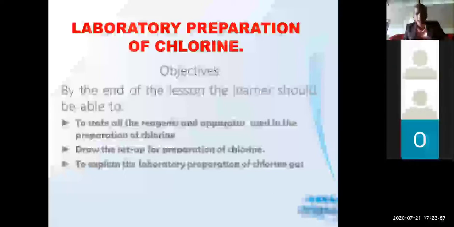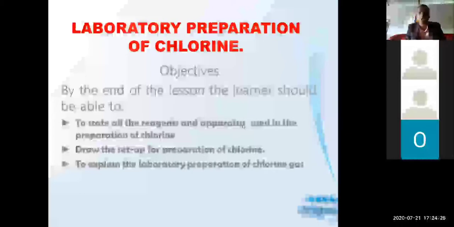And also by the end of this lesson, you should be able to explain the laboratory preparation of the chlorine gas, which is very, very vital. If you will be able to explain this, trust me, there is nothing that you will be able to miss in exam testing in the preparation of the chlorine gas.